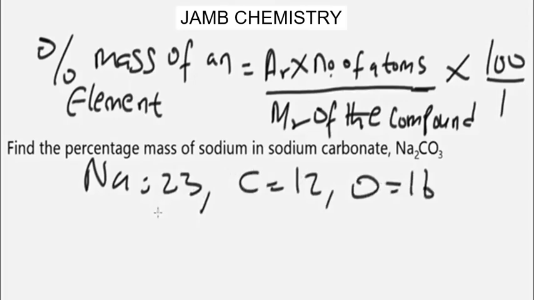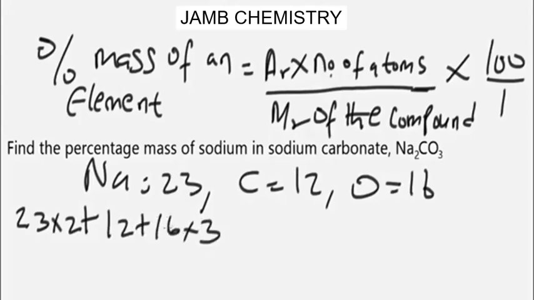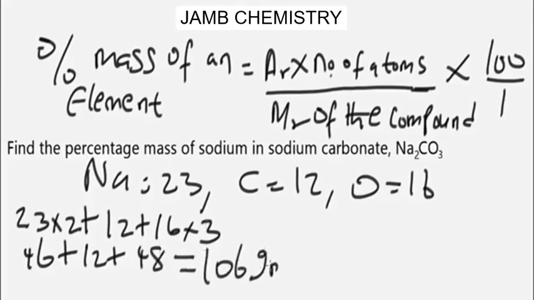Firstly, let's get the molar mass, or relative molar mass, of the compound sodium carbonate. We have 2 atoms of sodium, so it will be 23 times 2, plus carbon is 1 atom, plus 12, plus oxygen is 3 atoms, that's 16 times 3. When you simplify, 23 times 2 gives 46, plus 12, plus 16 times 3 gives 48. When you add everything together, it gives 106 gram per mole.